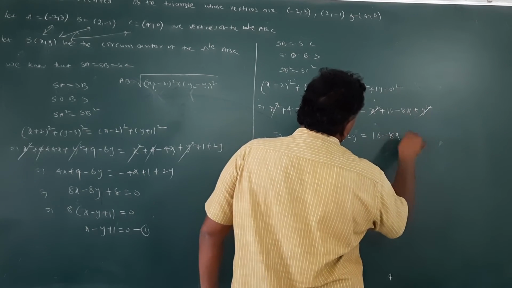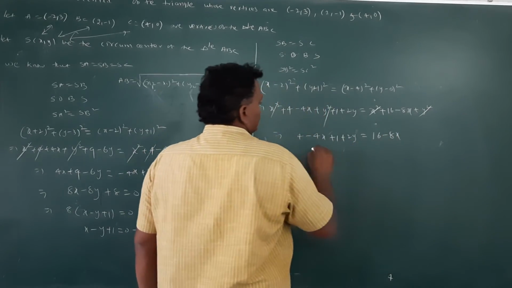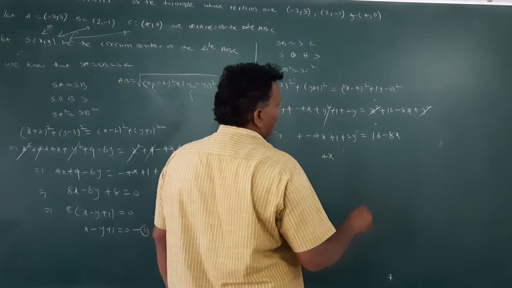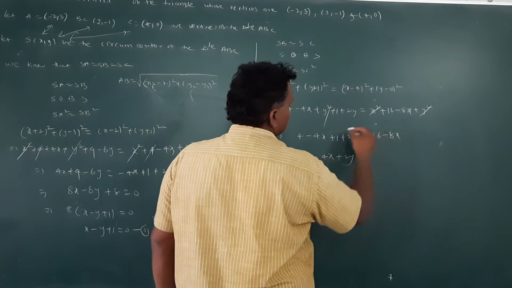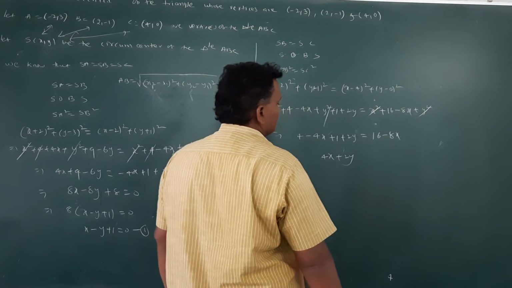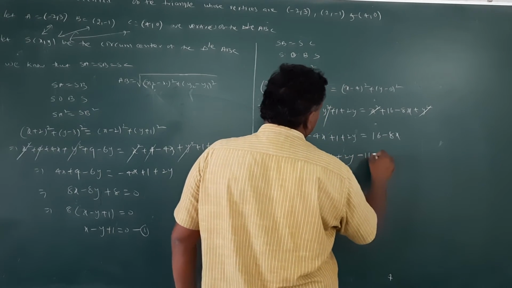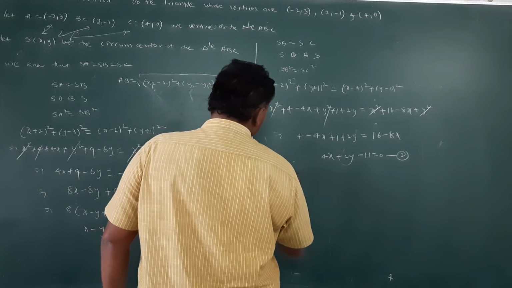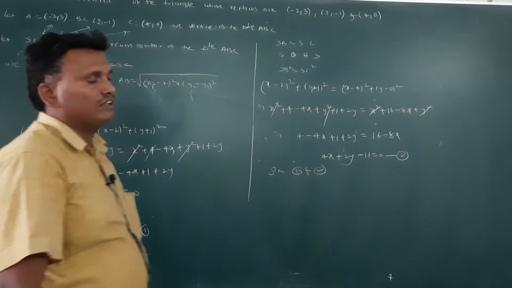Minus 8x goes to the left side, plus 8x: 8x minus 4x, 4x, plus 2y. 4 plus 1, 5. 16 goes to the left side, minus 16. Minus 16 plus 5, minus 11 is equal to 0. Equation number 2. Solve 1 and 2 using the cross multiplication method.